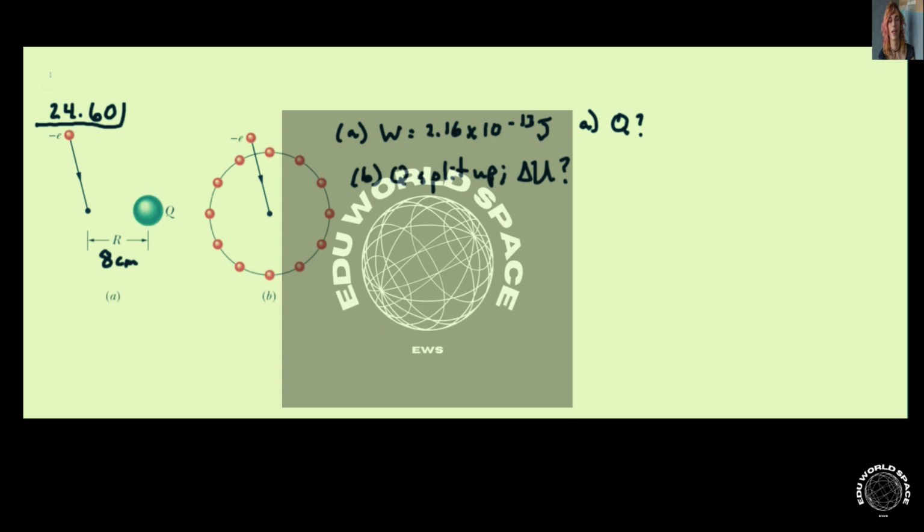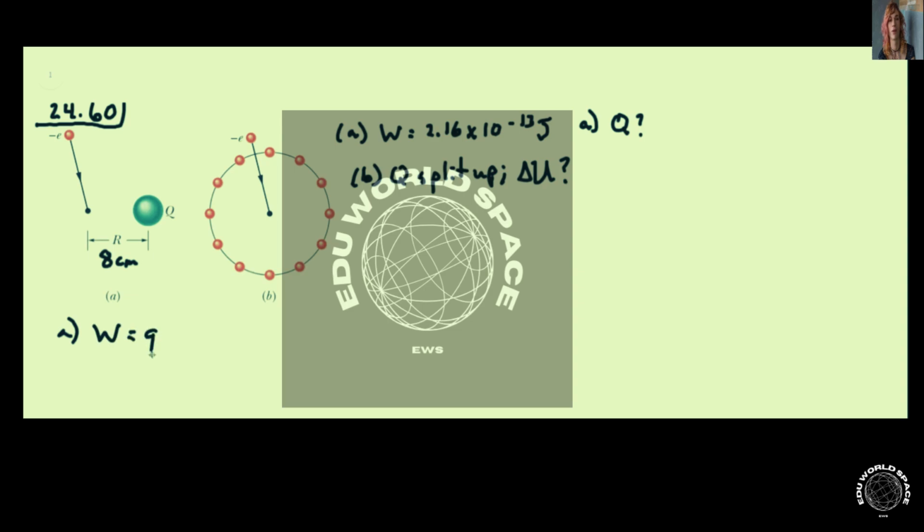24.60. So we have this situation where we're moving an electron from far, far away to a distance of 8 centimeters from some unknown charge q, and we're told that this takes a work of 2.16 times 10 to the negative 13 joules.